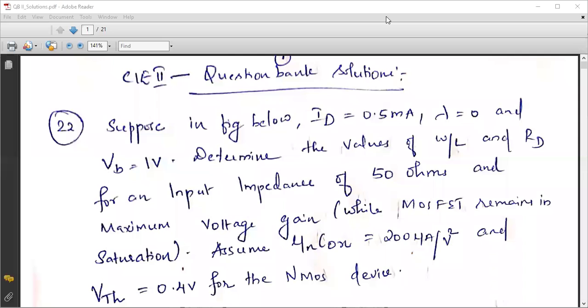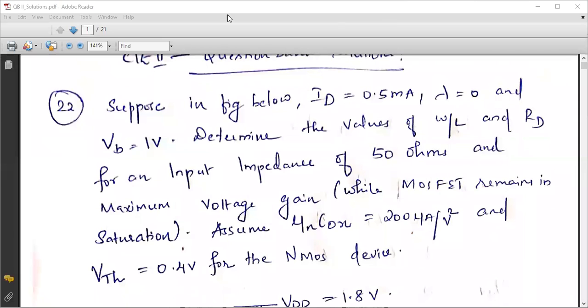Now you can take down the question. Question number 22. This is question number 22 from the question bank.